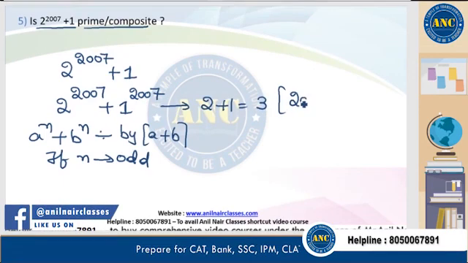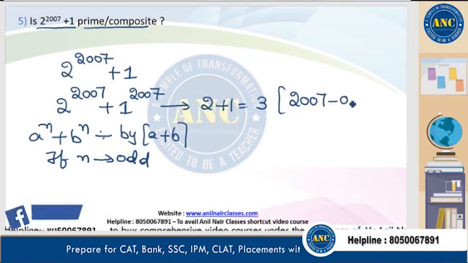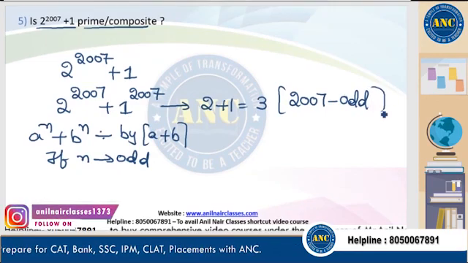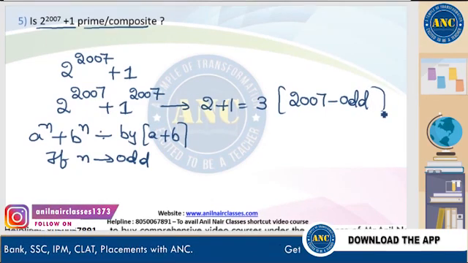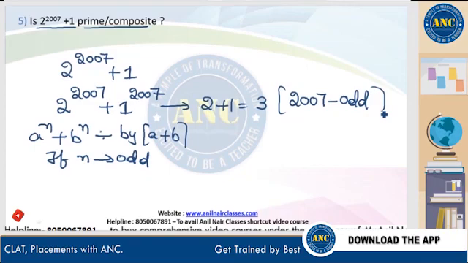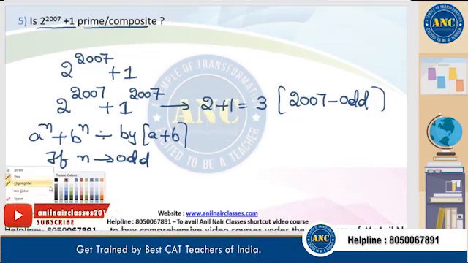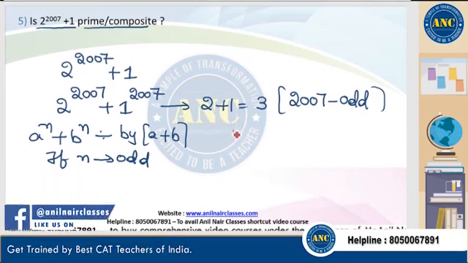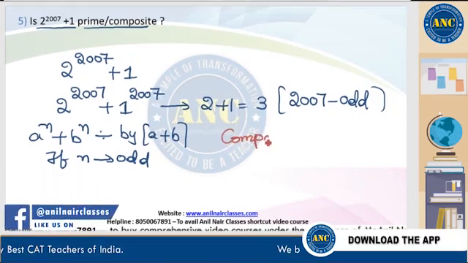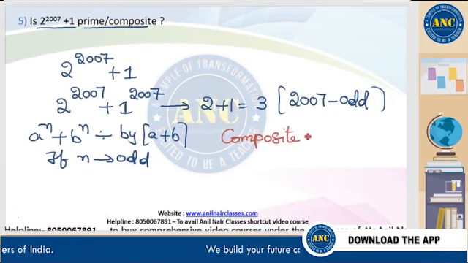Why? Because 2007 is an odd number. So what will be the answer for this question? The number will be a composite number.